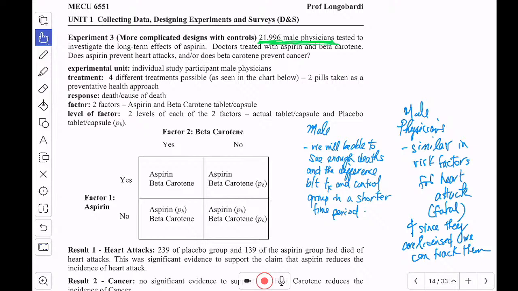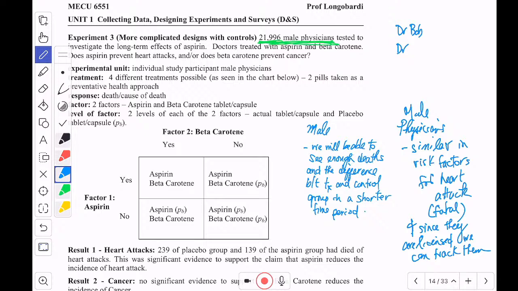So let's see. We have 21,996 physicians prepared to participate in this study. So behind the scenes, we need to randomly assign them to the treatment groups. So how would we label the physicians? What would be the first label? So I have Dr. Bob, Dr. J, Dr. Cow. So I have all these doctors, 21,996. What's my first label?